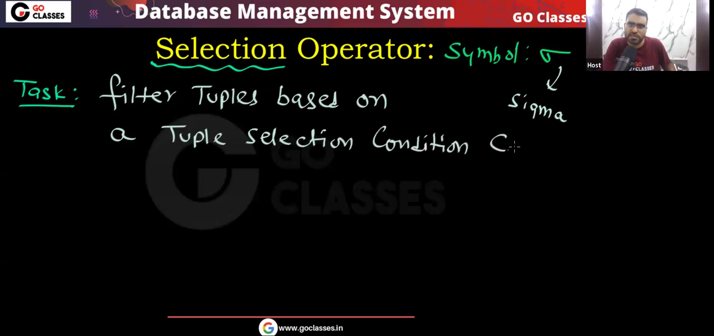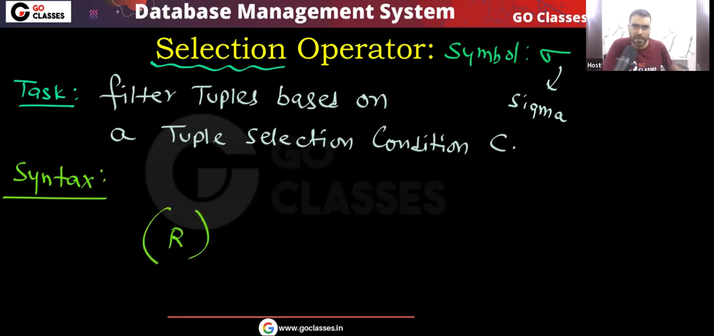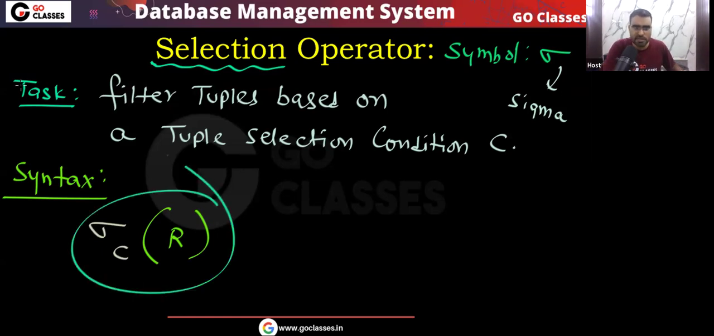Tuple selection condition C. Very simple. So remember, the syntax is like this. Let me tell you the syntax. You have this relation R, and what we are doing is selecting the tuples. We are selecting the tuples based on a condition. Is this clear? Overall, this is the syntax.